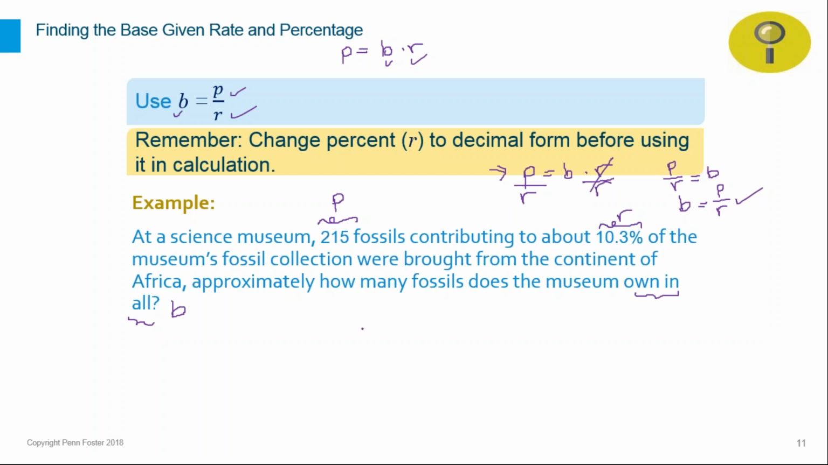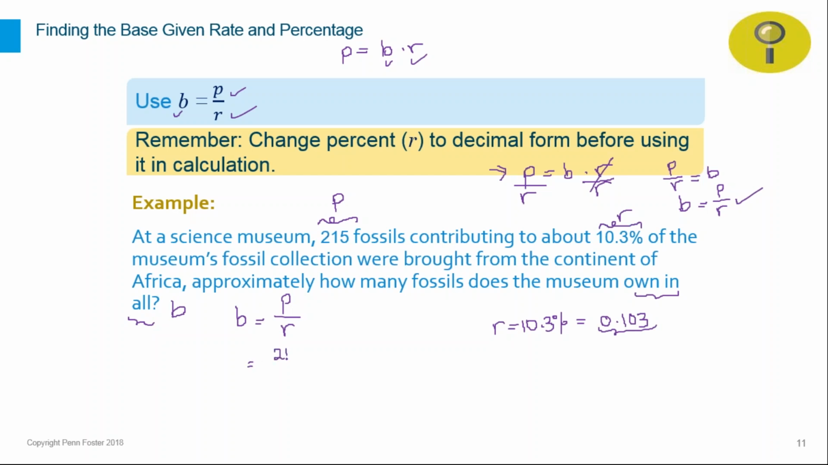Let's write the formula. We know that B is the unknown, so B equals P over R. I cannot use the R as is, as mentioned in the question. I have to convert that to decimal form. R equals 10.3%. I need to divide it by 100, then shift the decimal point twice to the left. So the decimal form is going to be 0.103 with no percent sign. This is the R I'm going to use in my formula.